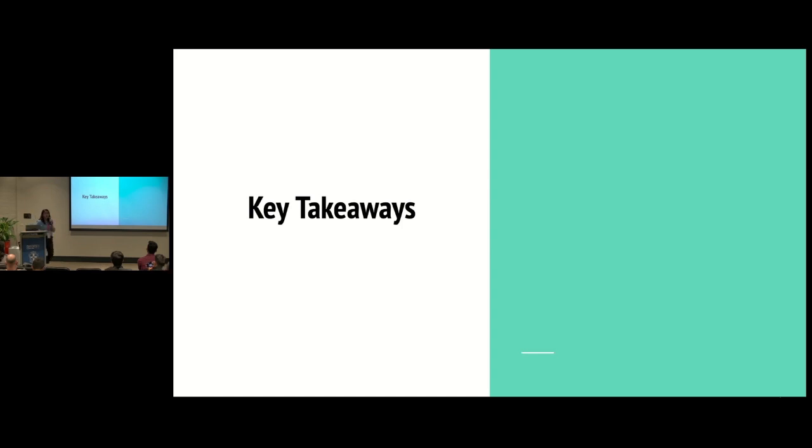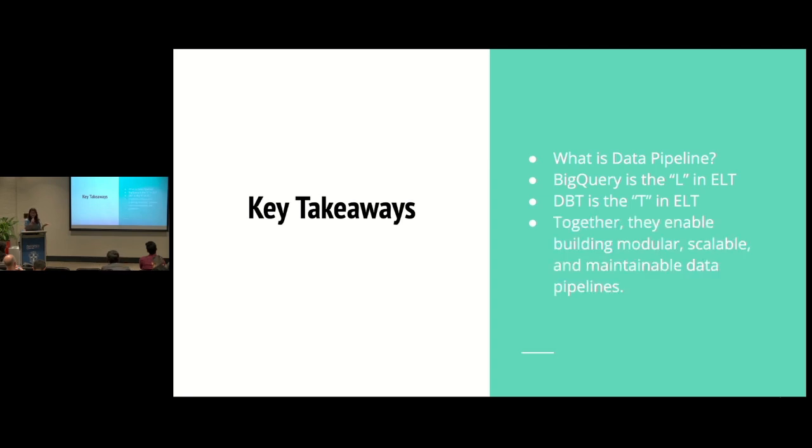Now that was pretty much it. A few takeaways from the session. We talked about what a data pipeline is. In layman's terms, a data pipeline is simply getting data from source to destination. There are different processes involved in between, but it is basically how we get data from source to destination. Another one is BigQuery is the L in ELT. I think that is one of the important aspects that we can remember, and it is easy to remember as well. It is the L, the loading part of ELT. DBT is the T, the transformation part, where we transform raw data into a standard form. And using BigQuery and DBT, we were enabled to build a scalable and maintainable data pipeline.